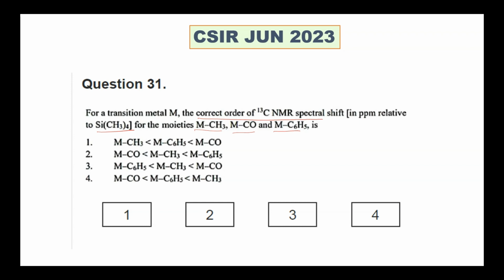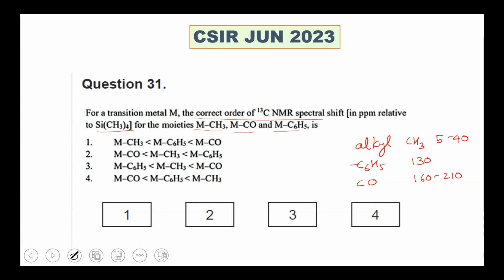We know that in a carbon NMR, the alkyl, here it is CH3, comes around 5 to 40. Then the one attached to the benzene ring, so benzene carbon will come around 130, and the CO will come around 160 to 210. So obviously the delta value for CH3 will be around 5 to 40, that of the benzene will be 130, and that of CO will be around 180. Obviously the CO has the highest value. So what is the answer? CO has the highest, then comes the benzene, then comes the alkyl. So answer 1 is the right option.